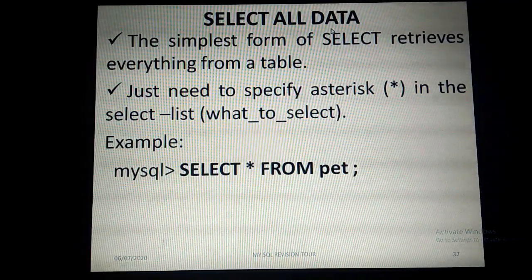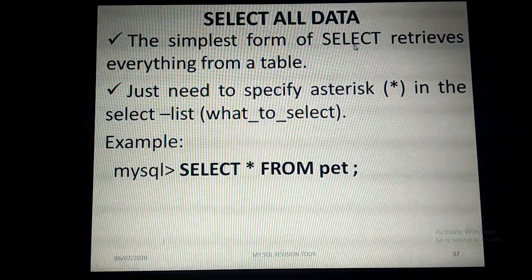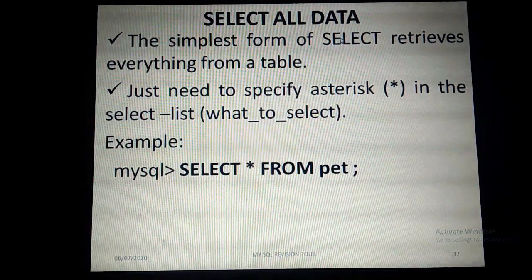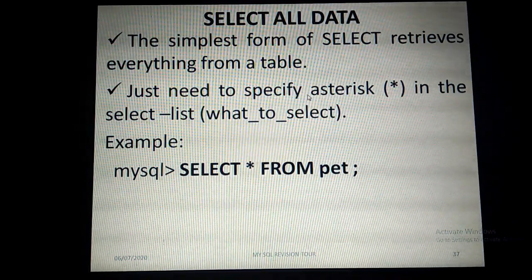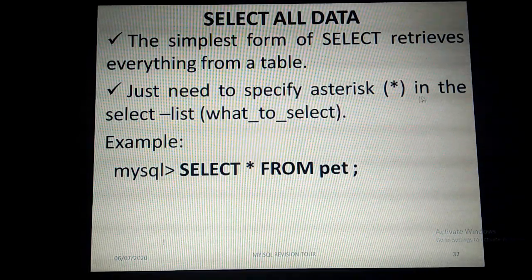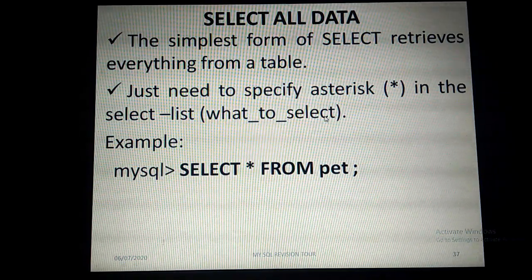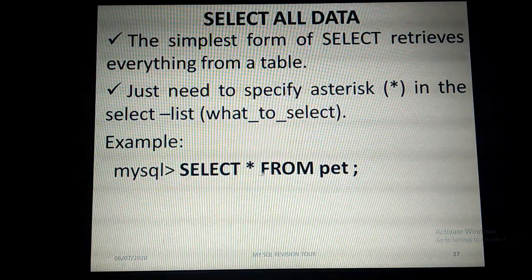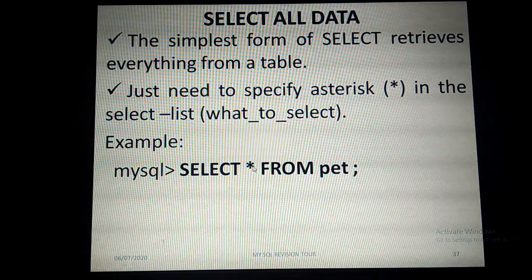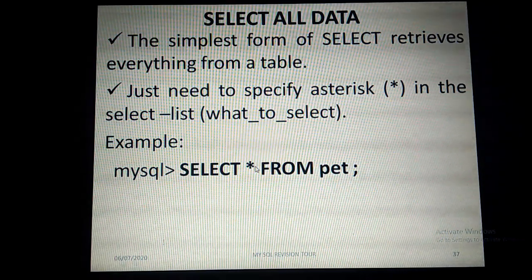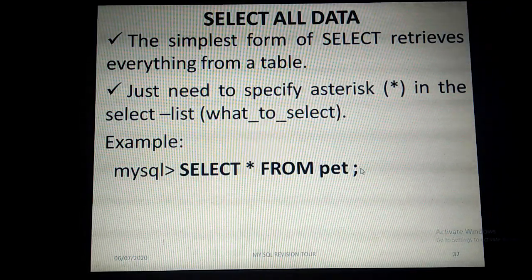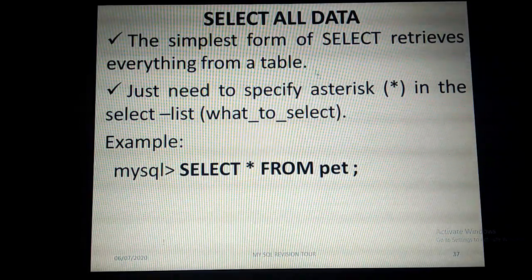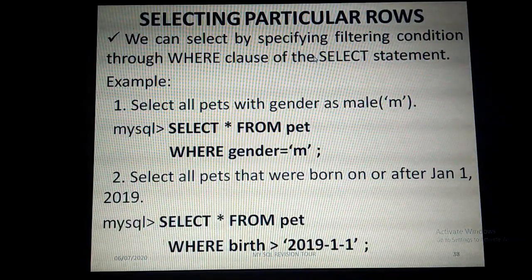Select all the data. How to select all the data from the table? The simplest form of select retrieves everything from a table. You just need to specify the asterisk symbol in the select list, that is, in the place of what to select you give star, and then from which table, the table name, and at the end a semicolon. This is an example for selecting all the data from the table.